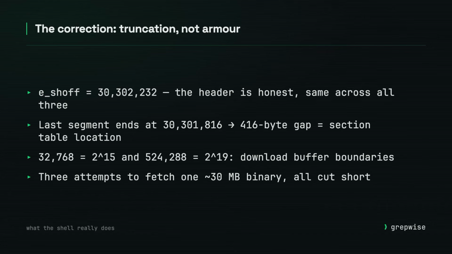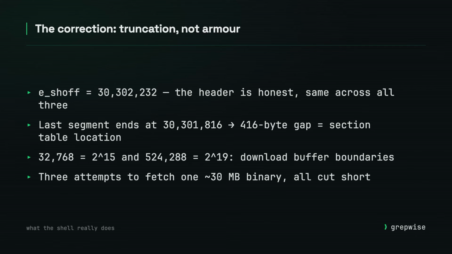Check the ELF header before you reach a conclusion about armor. The section header offset field declares that section headers begin at byte 30,302,232. The largest program header segment extends to byte 30,301,816. The declared section header location sits 416 bytes past that end, precisely where a compiler writes section headers after the final segment. The header is honest. The files are simply short.